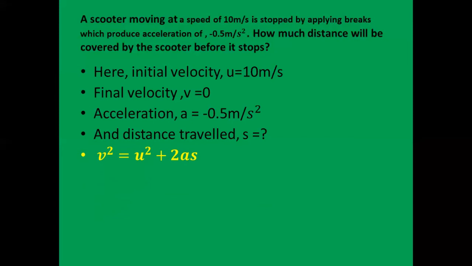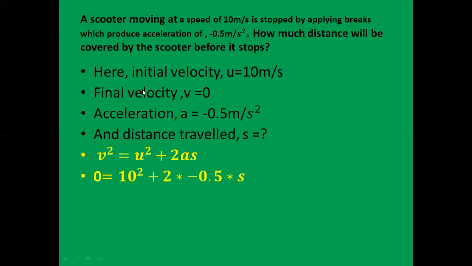So we know the equation v square is equal to u square plus 2as. Here u is given, v is given, a is given. We can use this equation to solve this problem because the time is not given. For the first equation and second equation, we know that we need time to solve. Here time is not mentioned, so we can use the third equation of motion.